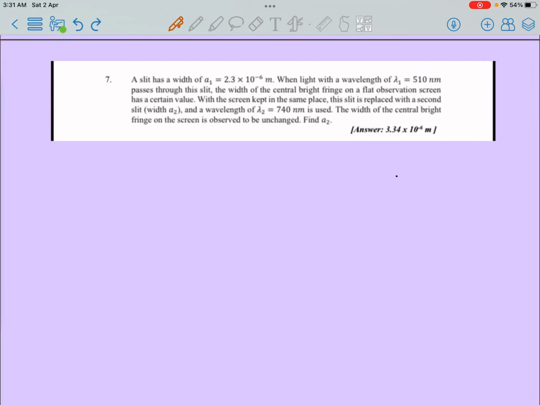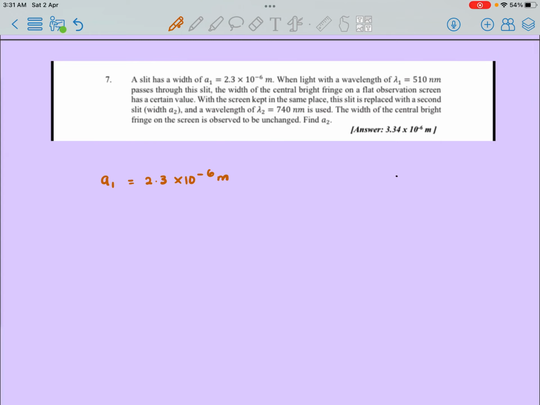Okay, let's try to do question 7. So let's read the question. Okay. So a slit has a width of 2.3 × 10^-6. Okay. So I'm going to write down that A1 equals 2.3 × 10^-6 meter. Okay. So when light with a wavelength of lambda 1, okay, passes through this slit, okay.